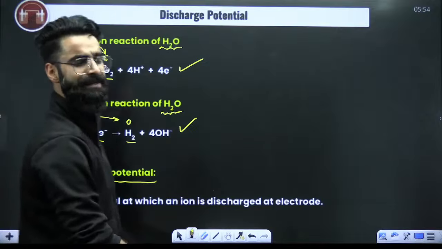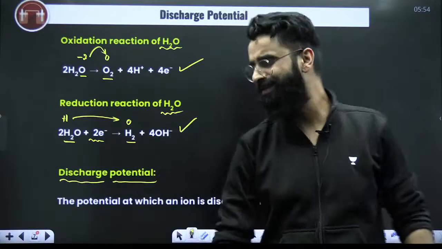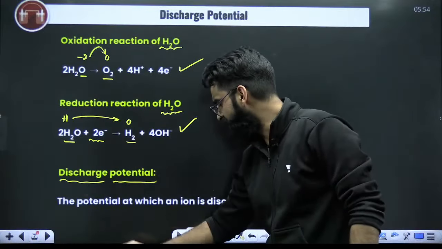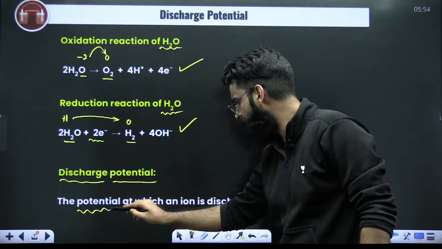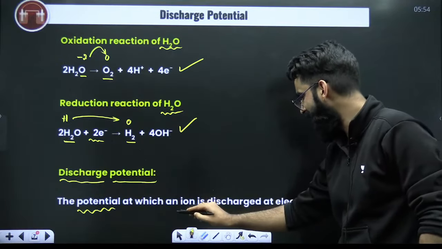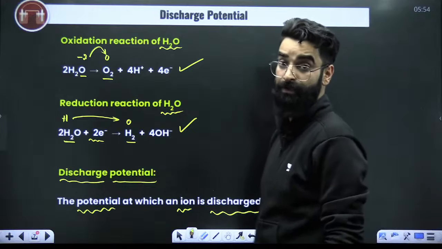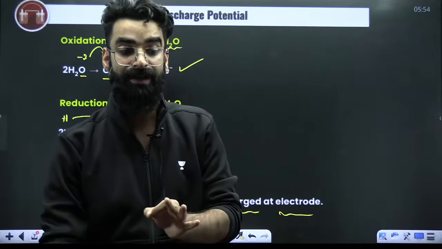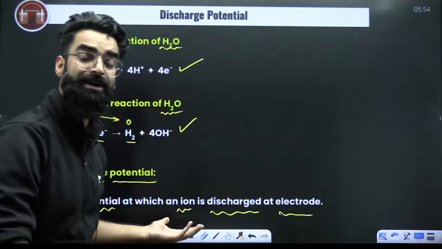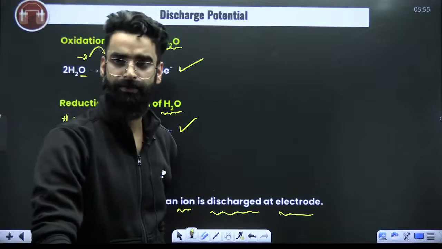How do you define the discharge potential? How do you exactly define the discharge potential? It is defined as the potential at which an ion is discharged at the electrode.